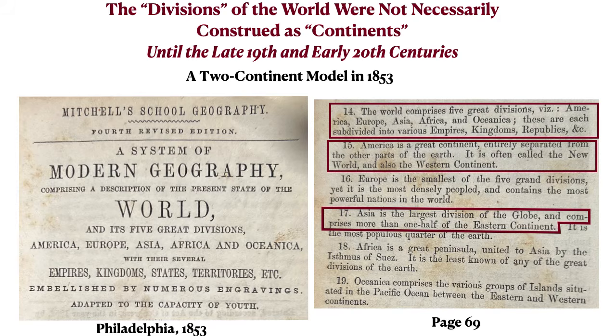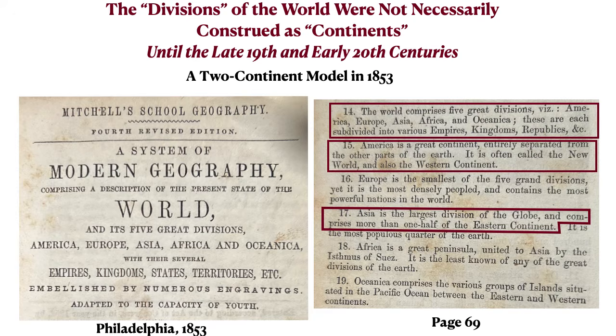So I'll just give you an example here from a school geography textbook in the United States, 1853. Mitchell School Geography were a very important series of textbooks, and it purports to be a system of modern geography with a description of the world in its 5 great divisions.